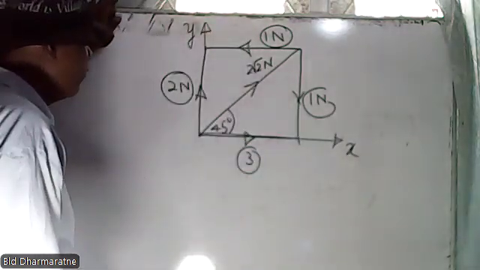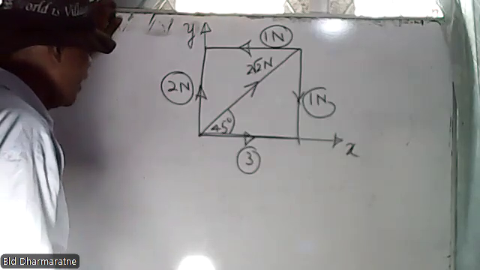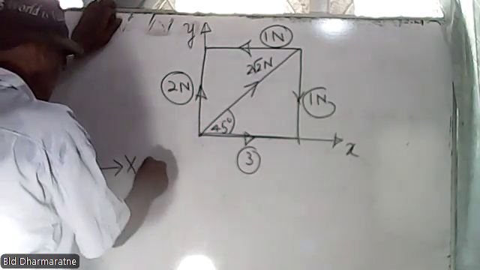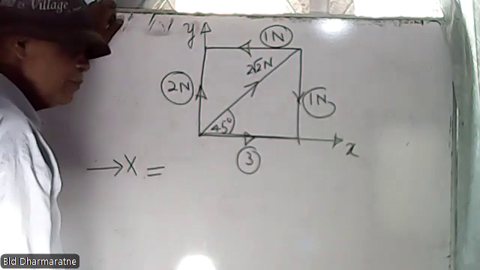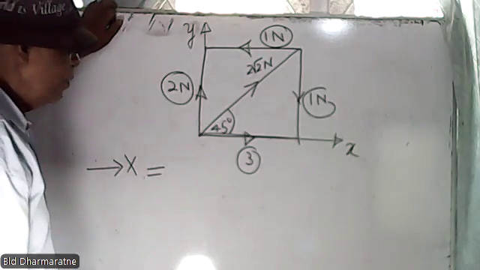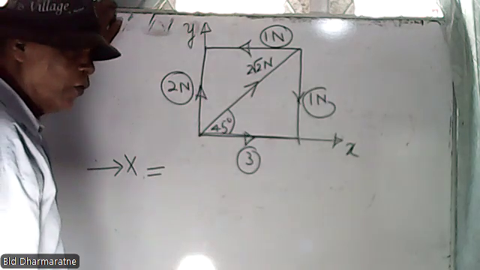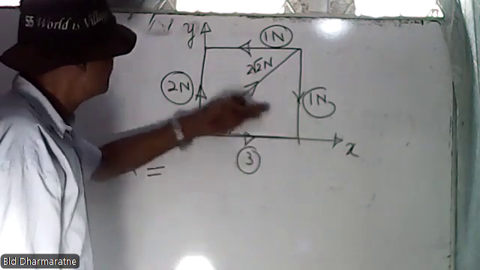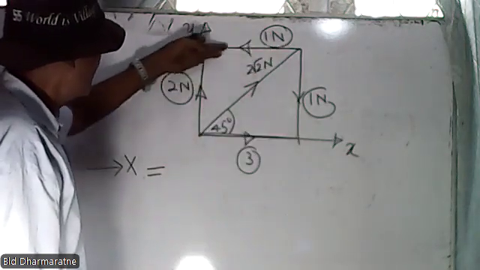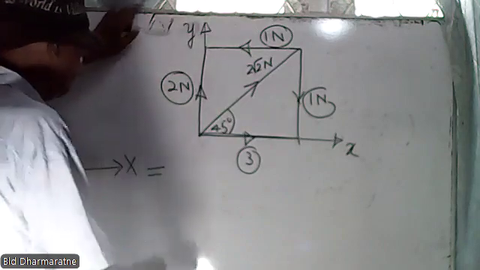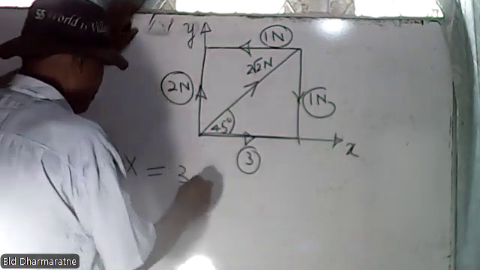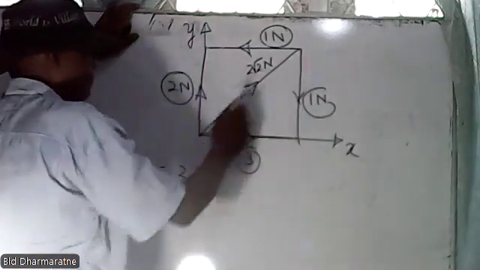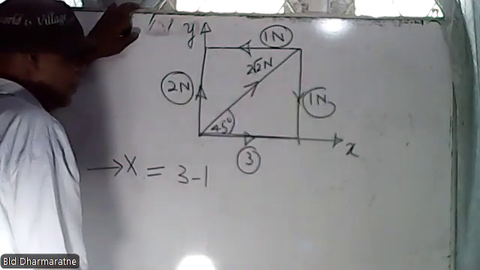Now we resolve the forces one by one. Considering the X direction, all the horizontal direction forces should be considered, including the parallel one also. 3 coming, and here in the opposite direction minus 1. So 3 minus 1. The vertical two forces are neglected. Why? Because we consider the horizontal.